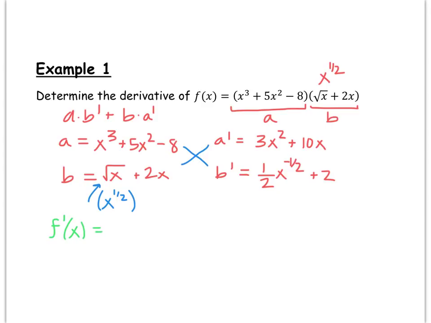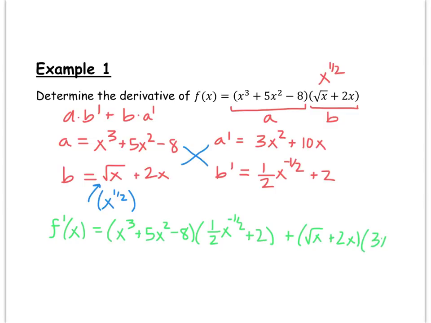And there's really no point to simplifying the derivative here. It's mainly just an exercise in using the product rule appropriately. So writing down the derivative, we'd have first function x cubed plus 5x squared minus 8 multiplied by the derivative of the second function, which is 1/2 x to the negative 1/2 plus 2, and then we'll add it to the reverse of that, meaning the second function, so we'll leave it in the form root x plus 2x, and then multiplied by the derivative of the first function, which is 3x squared plus 10x.